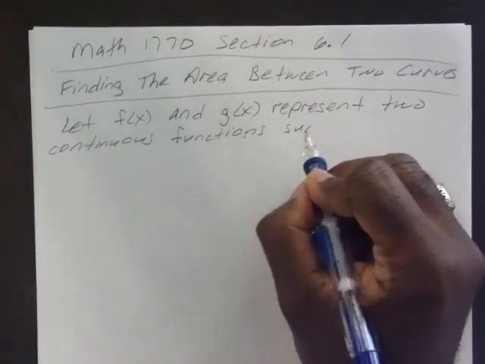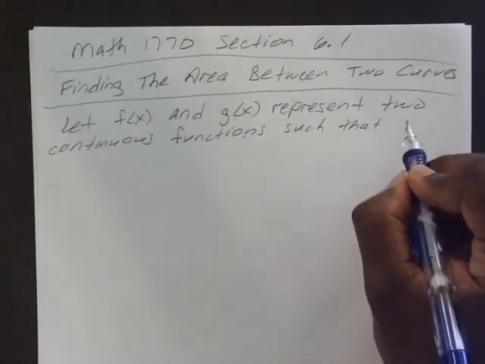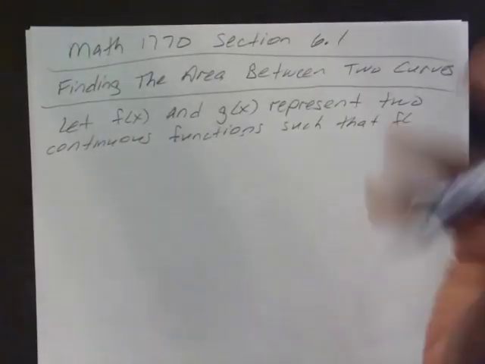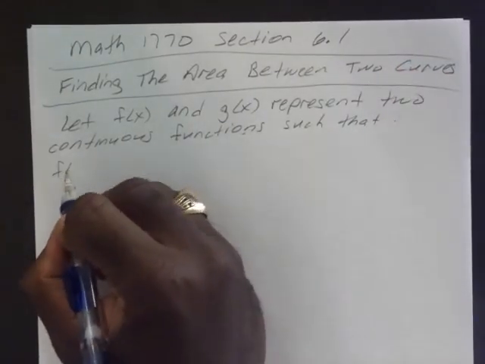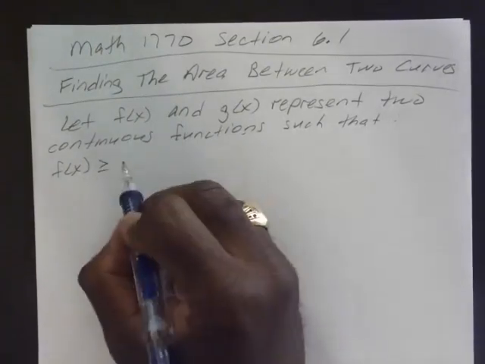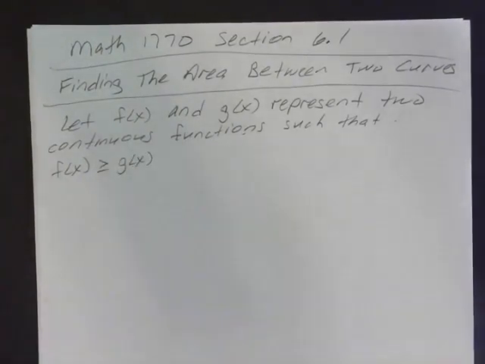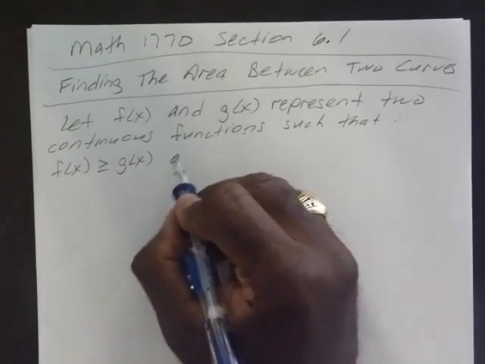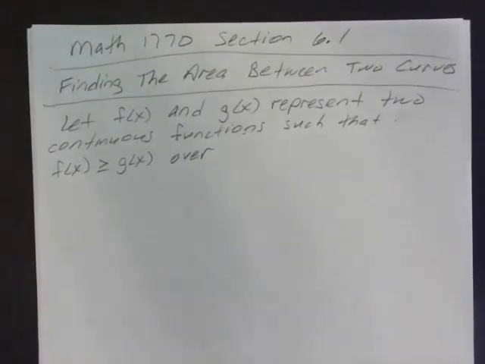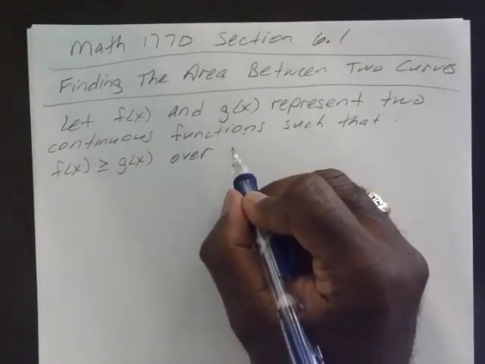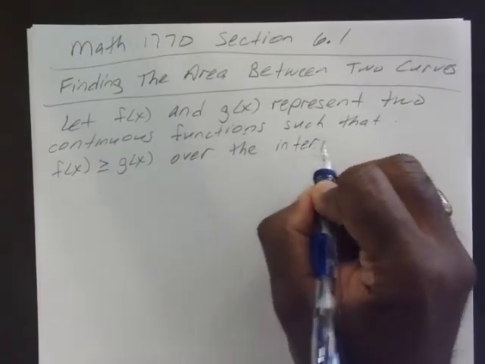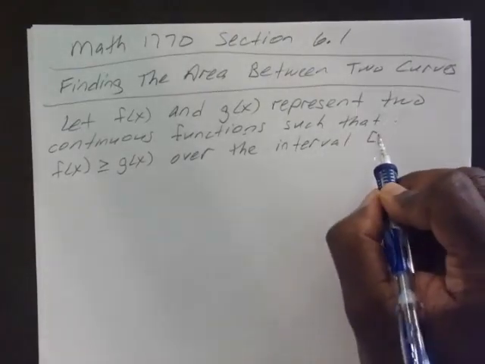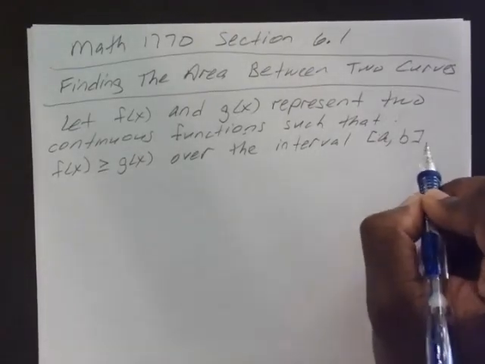Okay, so let's say such that the function f of x is greater than or equal to the function g of x. Not over the entire interval, but just over an interval from a to b. So x equals a to x equals b.